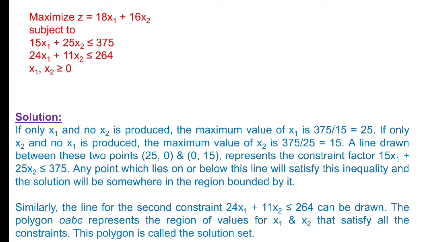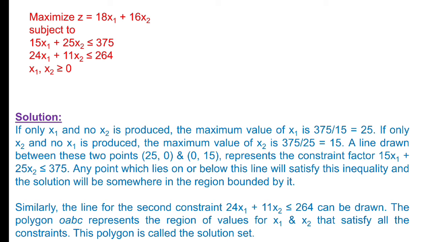Here is another problem we are going to see. Maximize z equal to 18x1 plus 16x2 subject to the constraints 15x1 plus 25x2 less than or equal to 375. Next constraint, 24x1 plus 11x2 less than or equal to 264. If only x1 is produced and no x2, the maximum value of x1 is 375 divided by 15. You will get 25 by solving that.